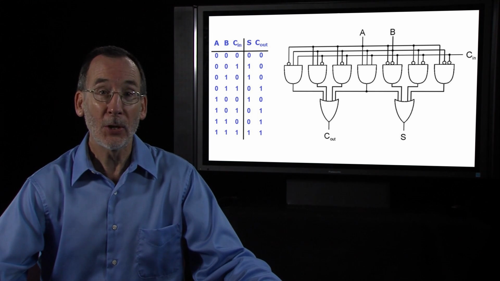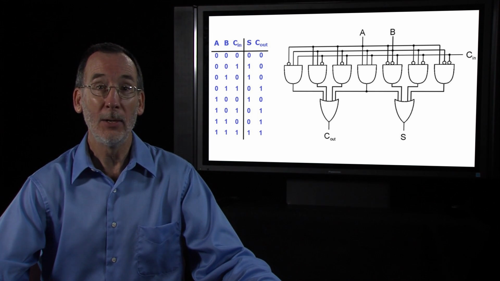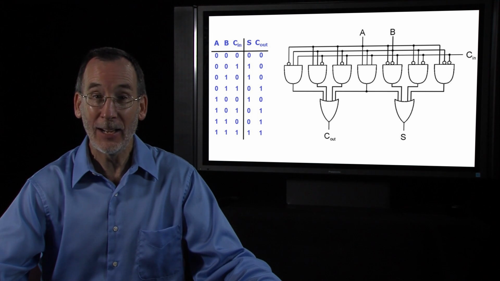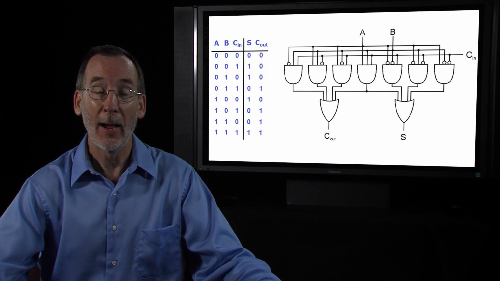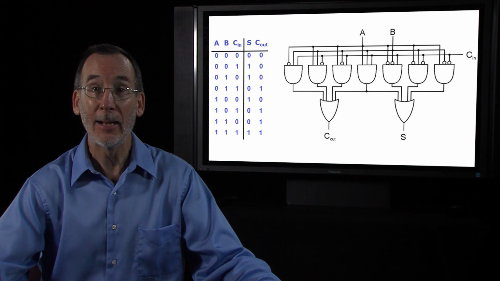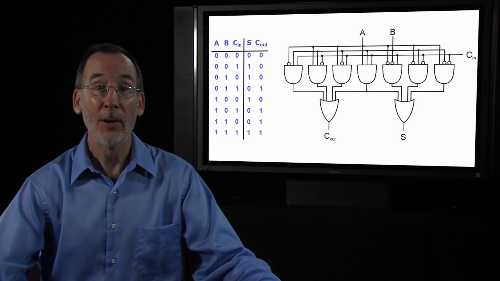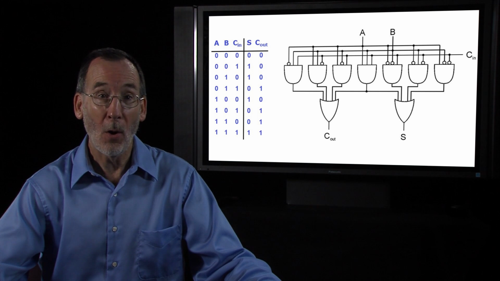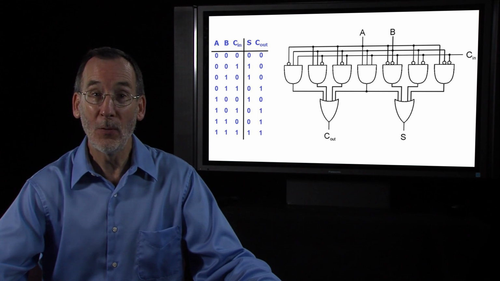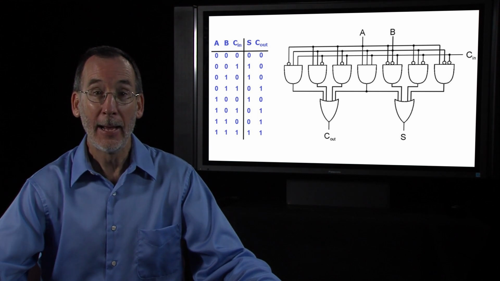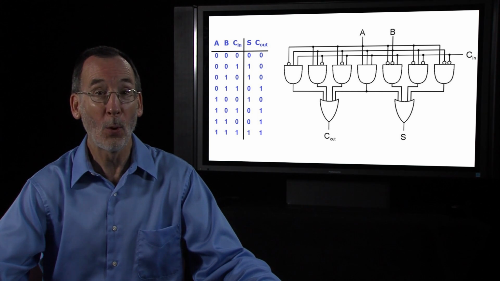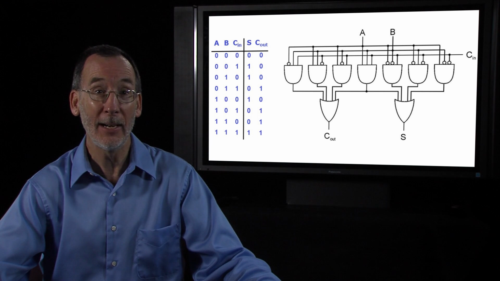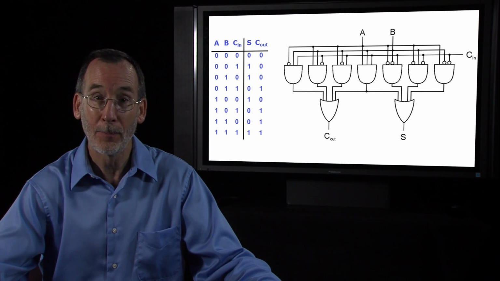Now we can build the circuit just like we did before by using inverters, by using AND gates, and by using OR gates. So here's the circuit. I have my 3 inputs, A, B, and C in. I have a number of AND gates which collect all of the 1s in every row for S and for carry out. And then I have a number of OR gates, and I have 4 OR gates for each because for each of S and C out, I have 4 1s in the truth table.